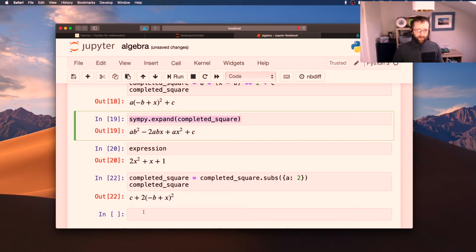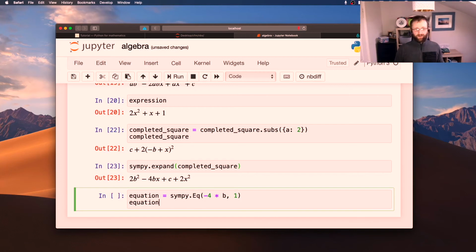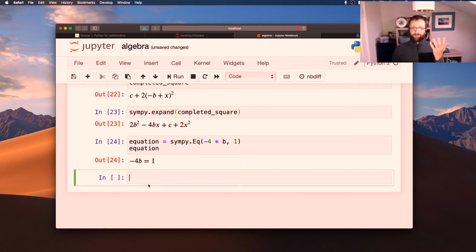If I now expand completed square and compare it to my expression, if I now look at the equation for x, I see that minus 4b has to be 1. I'm going to go through the steps of writing down that equation. So the equation is sympy.Eq. The left-hand side I'm going to say is minus 4 times b, and the right-hand side is 1. Note I'm not using LHS for left-hand side and right-hand side because I don't need to, and it's fairly obvious what I'm doing. And so my equation is indeed minus 4b equals 1. And we'll solve that equation.